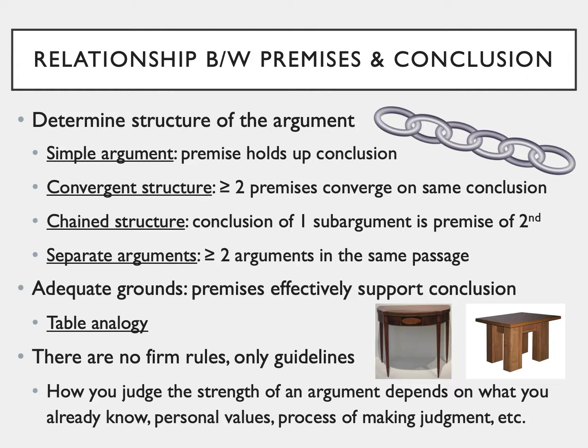One way of checking relatedness in terms of how well the tabletop is effectively held up by the table legs is to ask the question, does the conclusion have to be true or reasonably likely to be true if the premises are acceptable? There are no firm rules, only guidelines. So we have to keep in mind that how we judge the strength of an argument depends on what we already know about that topic, as well as our personal values and our process of making judgments. All of the biases we've discussed still apply.